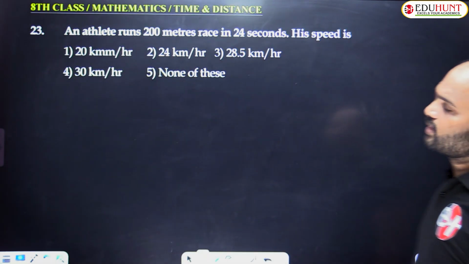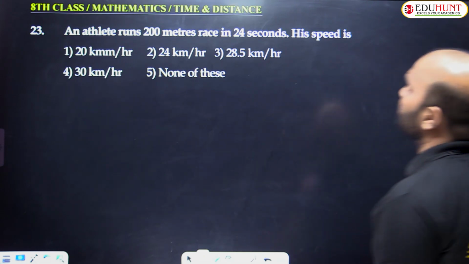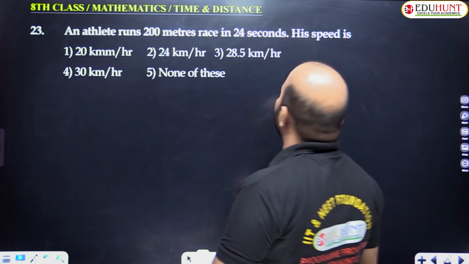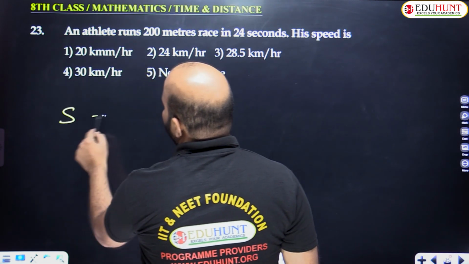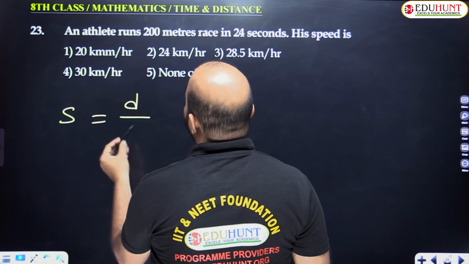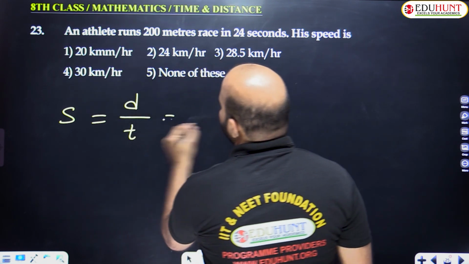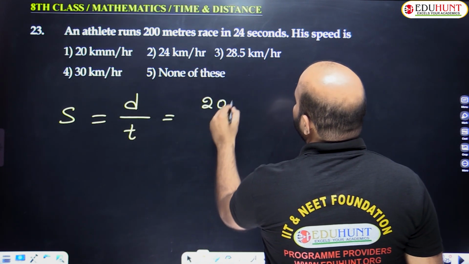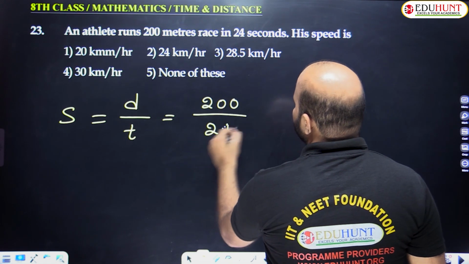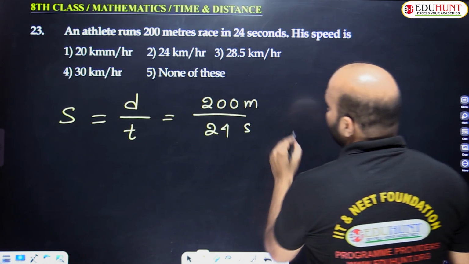Am I clear? Let's go to question number 23. An athlete runs a 200 meters race in 24 seconds. What is the speed? Actually speed equals distance by time. So how much distance is given here? 200 meters. Covered in how many seconds? 24 seconds. Meter by second, nothing but meter per second.